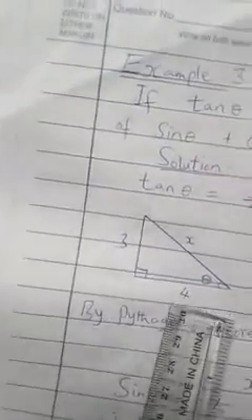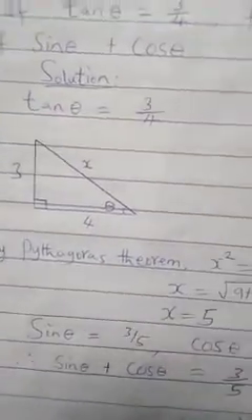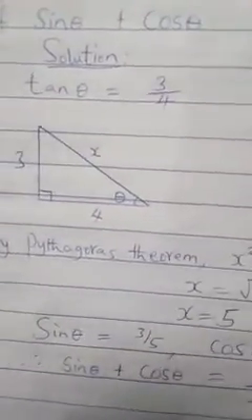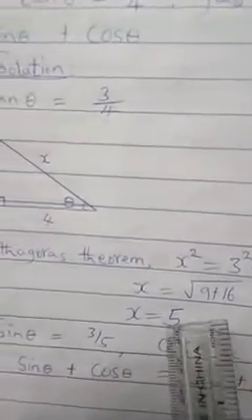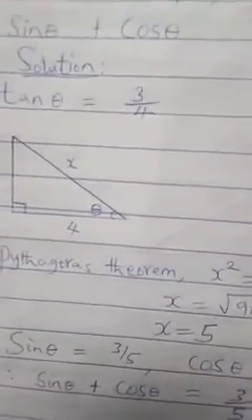Get your hypotenuse s. You know what we'll do, use Pythagoras theorem. s squared will be equal to 3 squared plus 4 squared. 3 squared means 3 times 3, which is 9. 4 squared means 4 times 4, which is 16. So s is equal to the square root of 9 plus 16. 9 plus 16 is 25. The square root of 25 will give you 5. s is 5, which is your hypotenuse side.